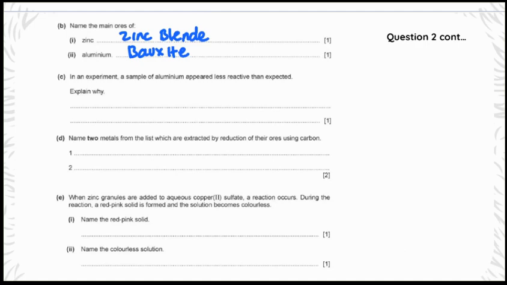The only 2 processes that you need to remember is the extraction of aluminium from bauxite and the extraction of iron from hematite. In an experiment, a sample of aluminium appeared less reactive than expected. They love to ask this question. It is a really common exam question, and it's always just a really easy mark.